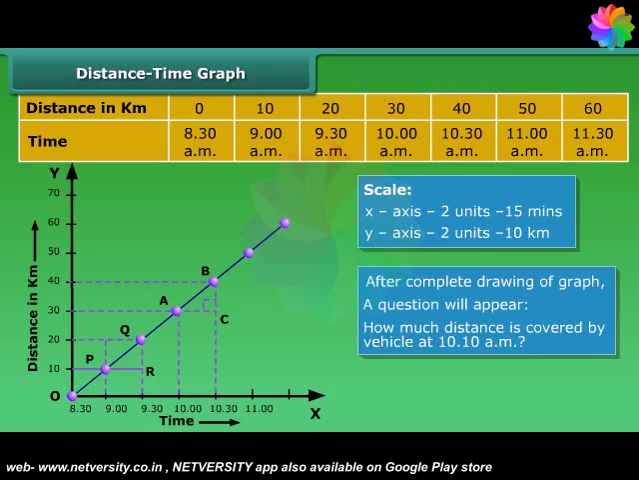Join all the points on the graph to get a linear distance-time graph, which shows that the vehicle is moving at a constant speed. From this graph, we can calculate the distance covered by vehicle at a particular moment. We can calculate the time at a particular distance from the starting point. In the same way, we can calculate speed also.